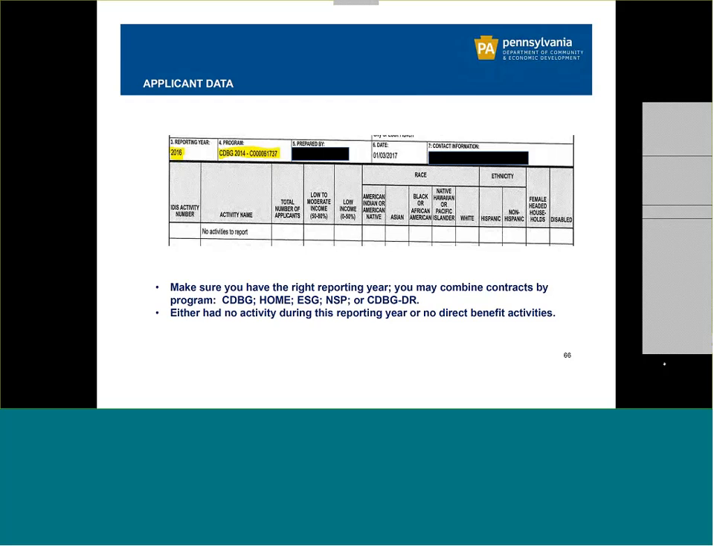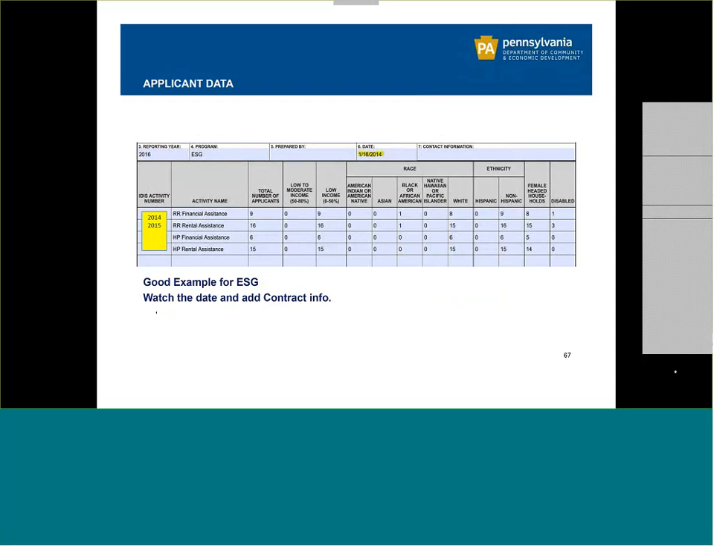And ESG, yes, that was a question that came up to me this morning from our own in-house staff. ESG should be putting in the applicants to your rapid rehousing and homeless prevention program. It's not necessarily that you're going to serve them all, but rather who has applied for assistance. So you should be also submitting this. But again, generally it's a good one. Okay, so yes, here's an example of a good ESG.